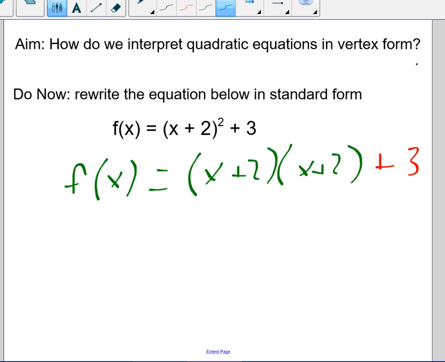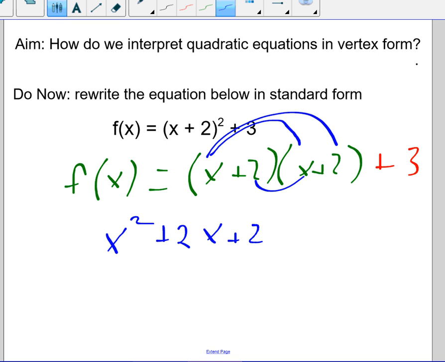But if you did the box method, then you rock. I actually think the box method is probably better mathematical practice. So x times x is x squared. X times 2 is 2x. 2 times x is 2x. And 2 times 2 is 4. And then we still have that plus 3.